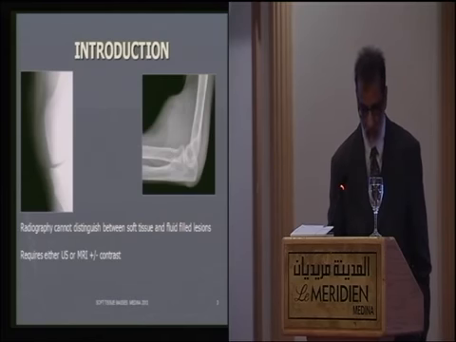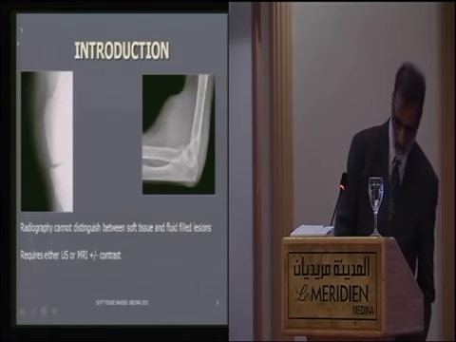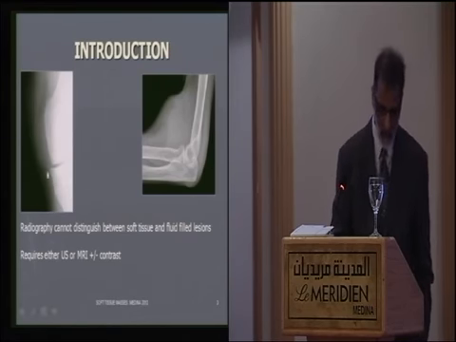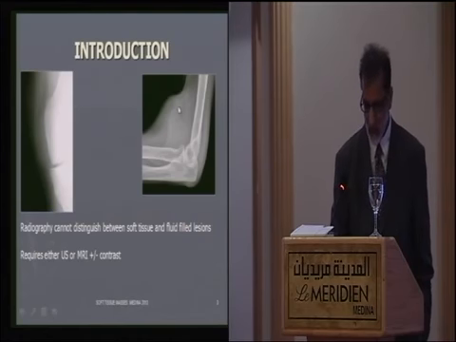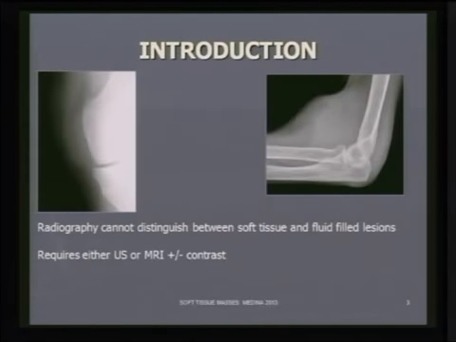So here we have two examples, particularly around joints, where we can see a soft tissue mass on the medial side of the knee, in this case, and here a large soft tissue mass in the antecubital fossa. I'm afraid we'll just have to continue using this screen.